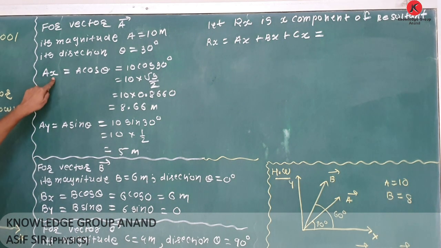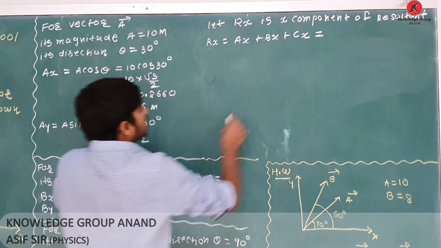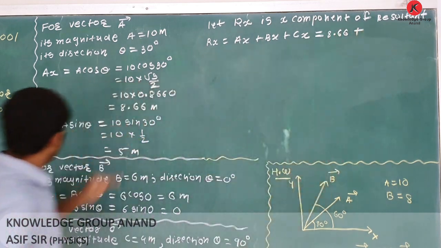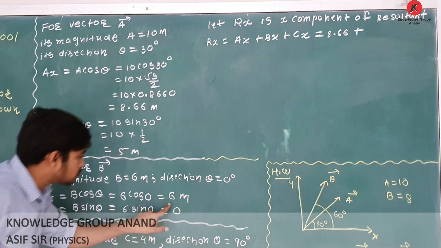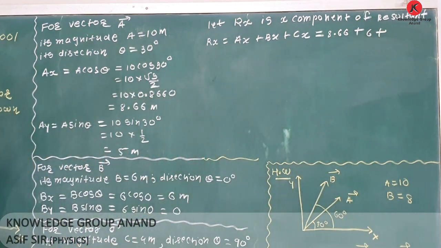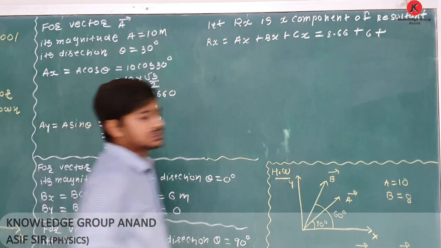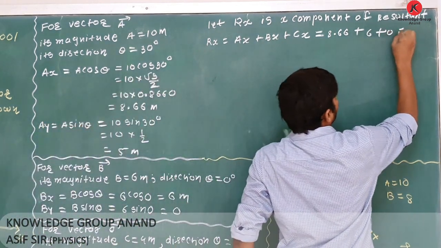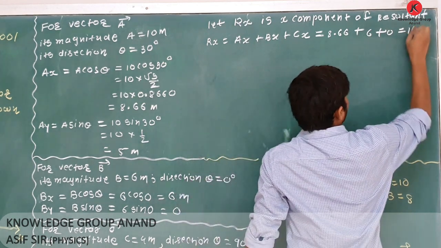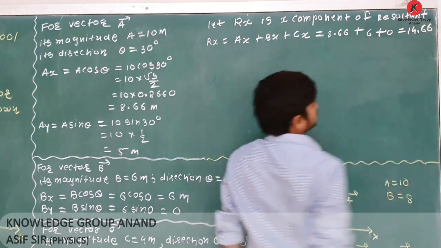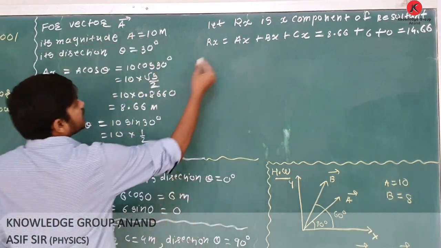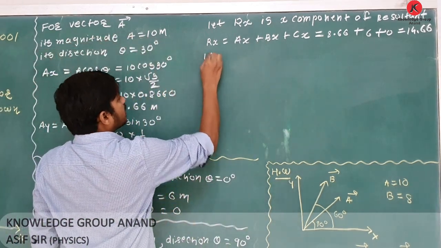Okay, what is value of Ax? Here it is. Ax is equal to 8.66. 8.66 plus what is value of Bx? Bx is equal to, yes, it is 6, plus what is value of Cx? Cx is equal to 0. So it is equal to 8.66 plus 6 is equal to 14.66. Clear about this? Okay.